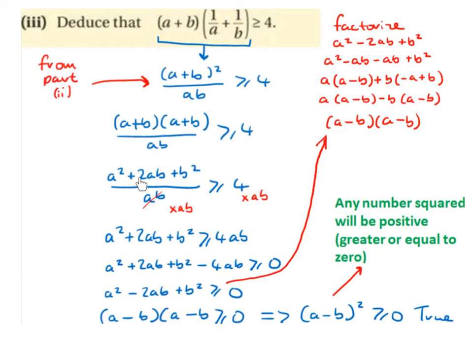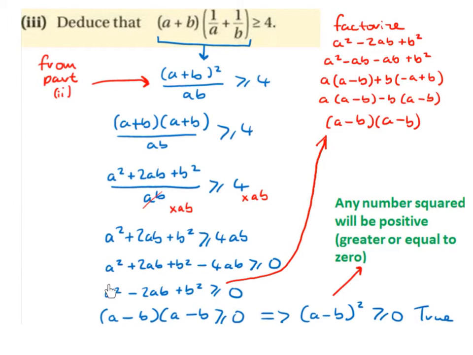We're going to get rid of the fraction part, so we're going to multiply both sides by the denominator. So multiplying both sides by AB will cancel out the AB in our denominator. So on the right hand side we'll have 4 times AB, which is 4AB. We're going to bring the 4AB over the equal sign, it becomes minus 4AB, and let that be greater or equal to 0. So 2AB minus 4AB is minus 2AB.